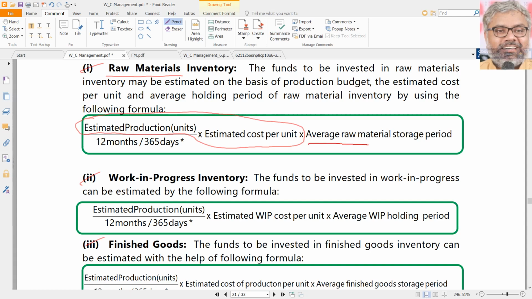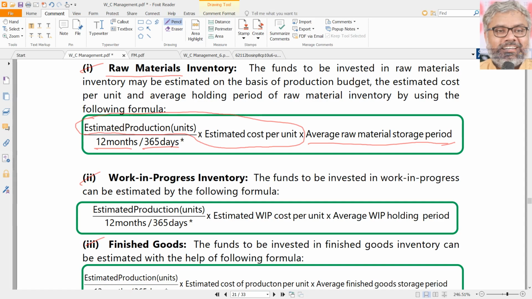But the raw material storage period is lesser than that. So each time, how much will you require? Only that much you will require. So that is why you multiply that with the average raw material storage period, which will be given in the question, divided by 12 or 365 or 52, according to whether the data given is related to months or days or weeks.